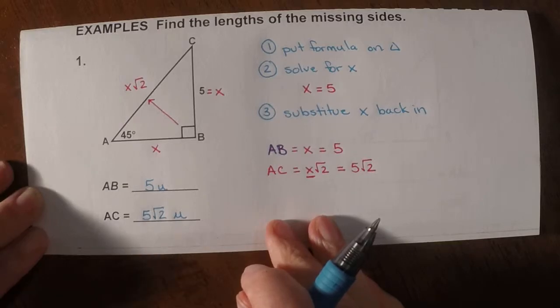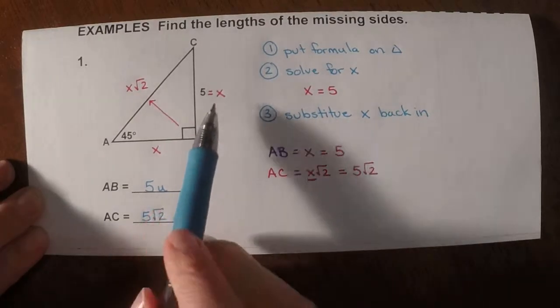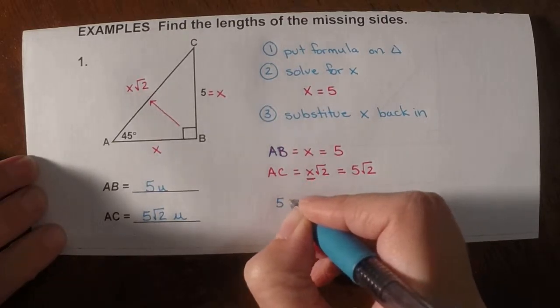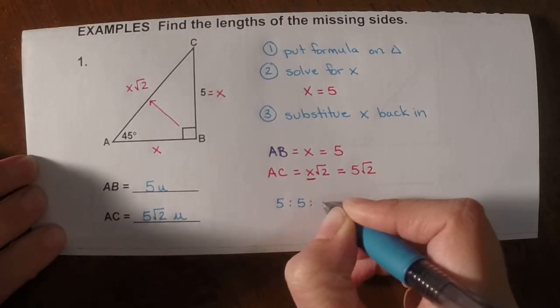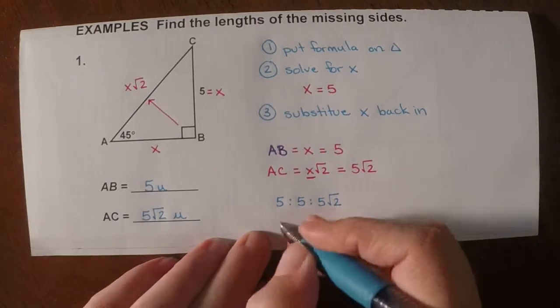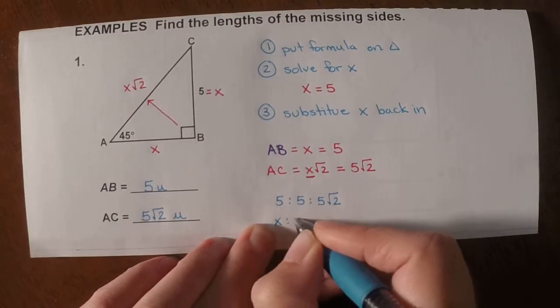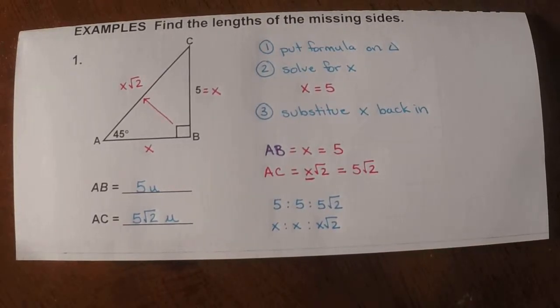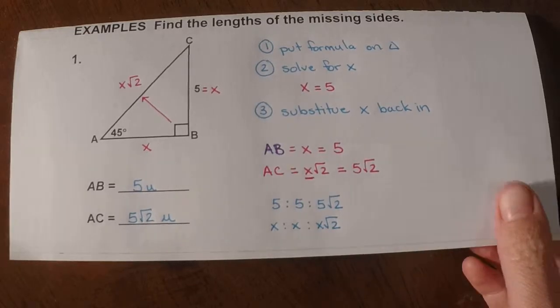So on this one it's pretty easy because it matches the pattern. 5, 5, 5 root 2. So that's our 5 in ratio to 5 in ratio to 5 root 2, which lines up exactly with our formula, which was x, x, and x root 2. Good. So flip it over and let's try another one.